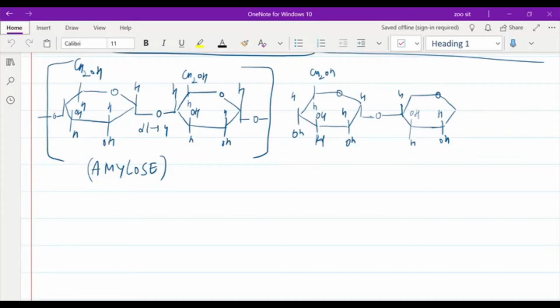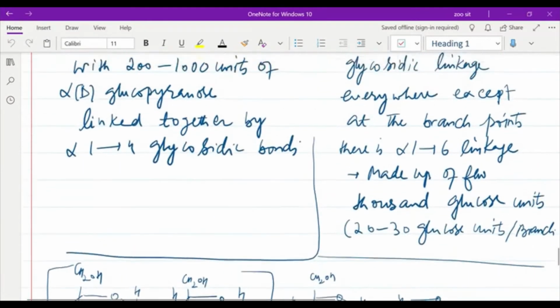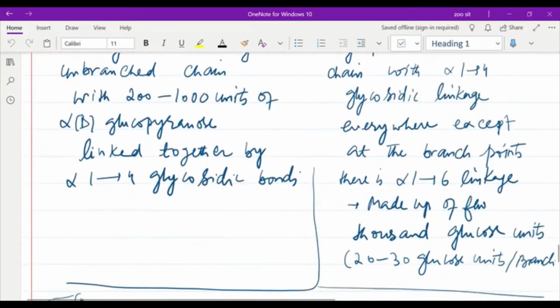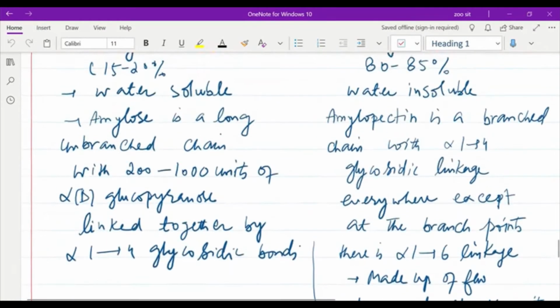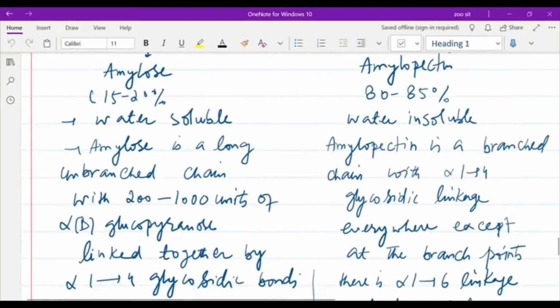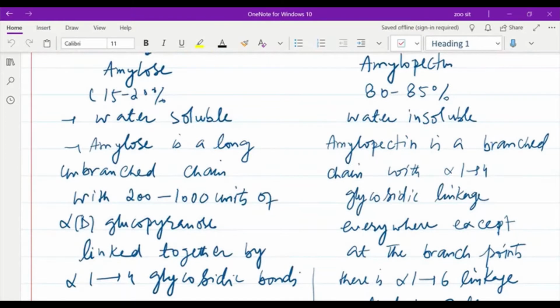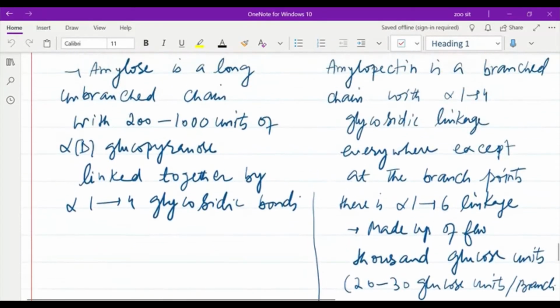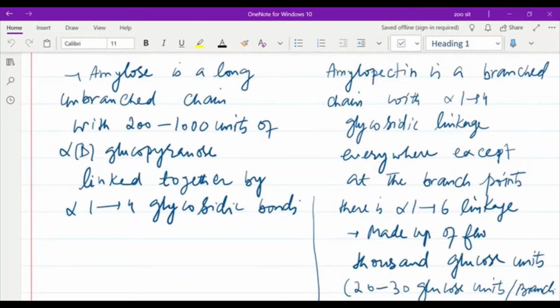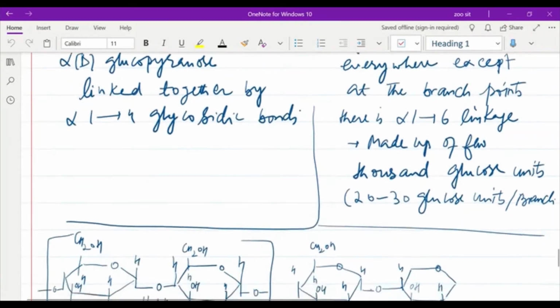So, dear students, in the last lecture we mentioned some of the differences between amylose and amylopectin, and we are understanding the starch. Starch is made up of a water-soluble fragment, which is called amylose. I told you about the water-soluble fragment, which makes up 15 to 20% of starch. Amylose is a long unbranched chain with 200 to 1000 units of alpha-D-glucopyranose linked together by means of alpha-1,4 glycosidic linkage.